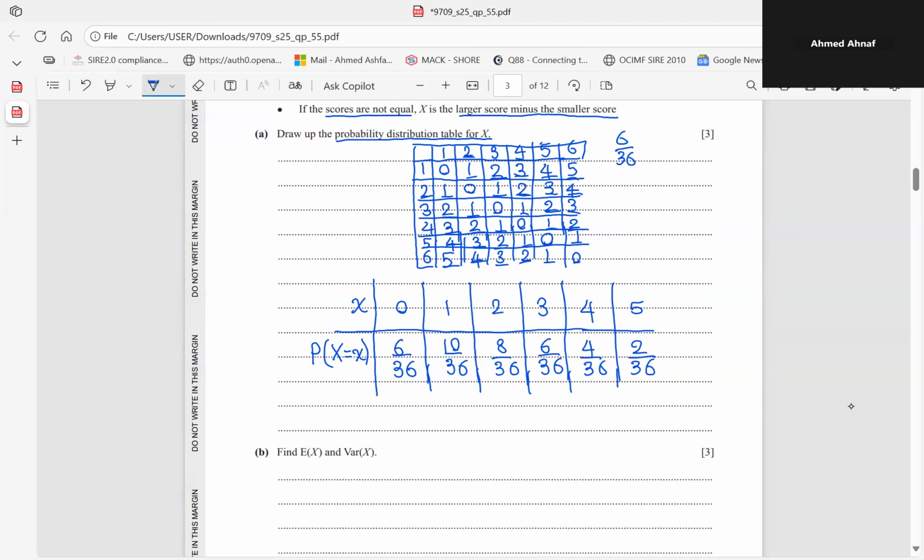And to check whether all of our probabilities here are correct, just add these up. They should all add up to 1. If it doesn't, it means you've gone wrong somewhere. So let me just do that quickly. Yep, they all add up to 1. So this is our final answer for this first part. Let's head on to the next part.